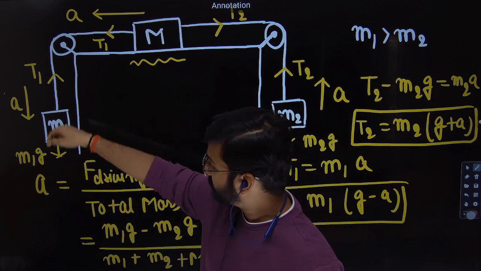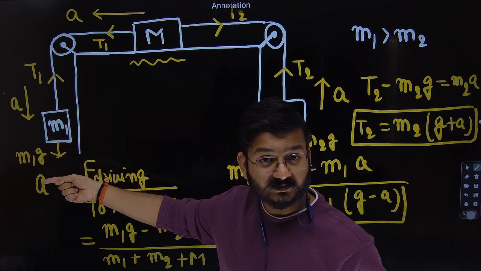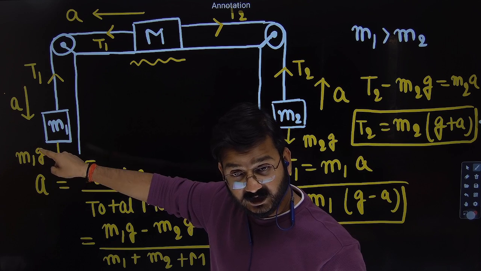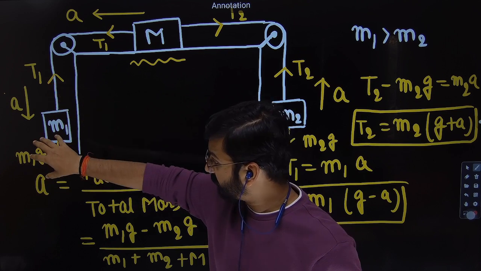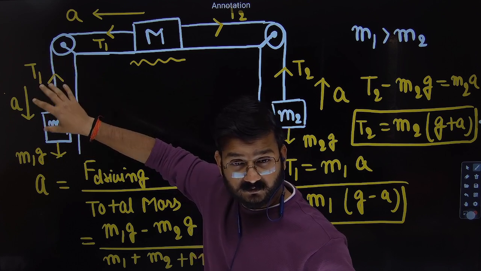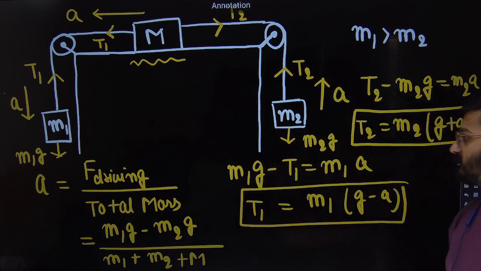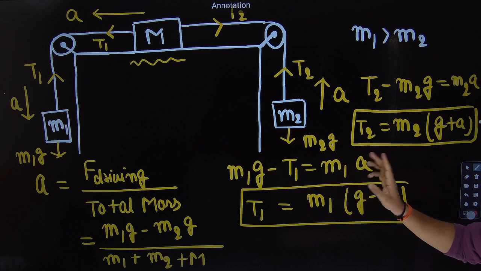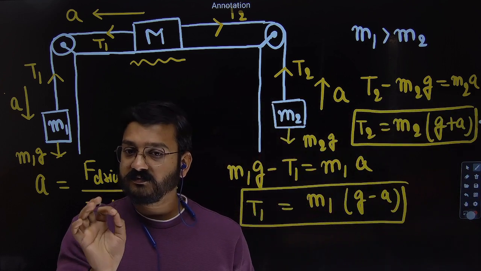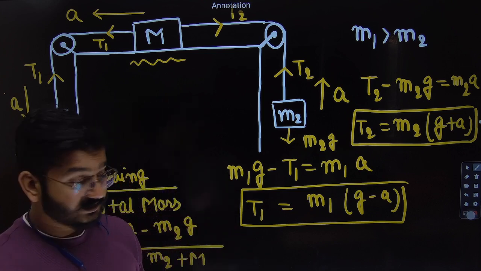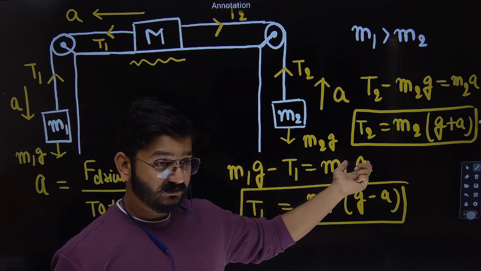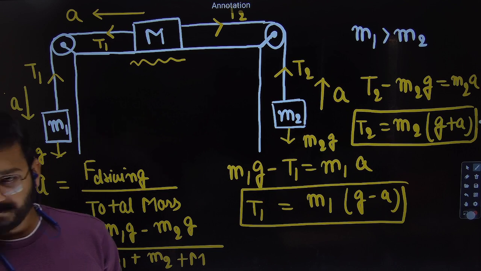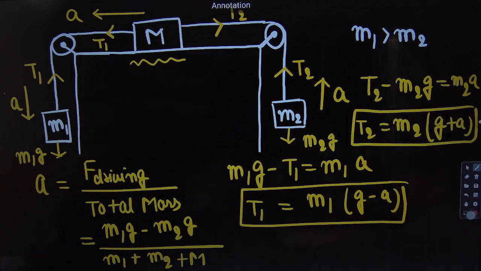Now come for T1. This block is moving in which direction? Down. So which force will be positive? M1G. So plus M1G, and this will be negative or positive? Negative. M1G minus T1, net force equal to mass into acceleration. That's what I've written. So make a note of the point. Direction of motion will be considered as positive while writing the force equation. This is called force equation. Net force equal to mass into acceleration. Copy it quickly. Direction of acceleration we are considering as positive.